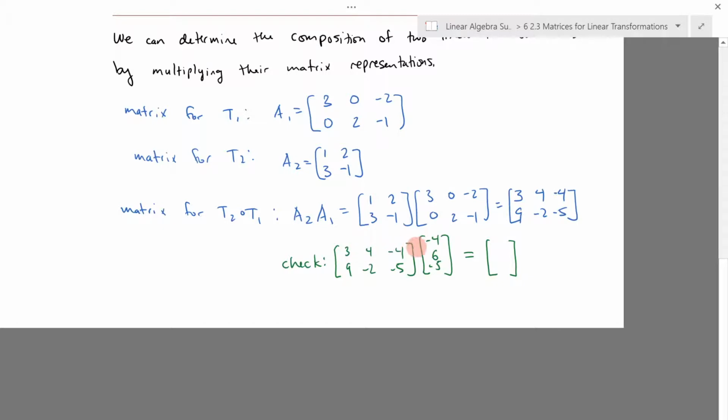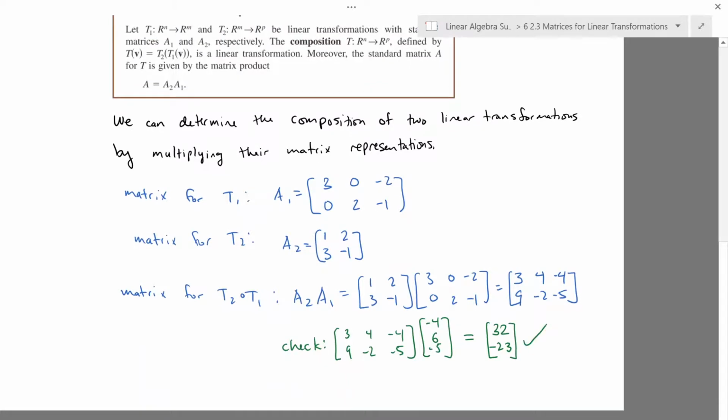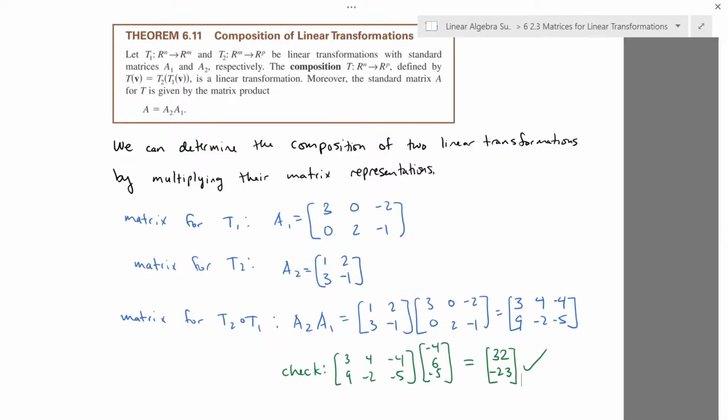Let's see. Negative 12 plus 24 is positive 12. This becomes plus 20 because of the two minuses, so 12 plus 20 is 32. Then the second entry: negative 36 minus 12 is negative 48, and negative 48 plus 25 is negative 23, which is the same result we got previously. So this checks out. Composition just becomes the same as matrix multiplication.